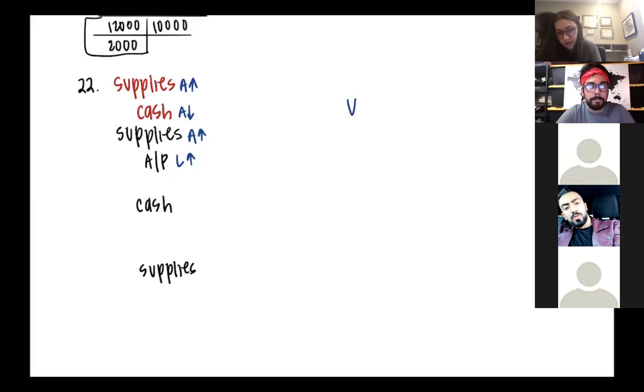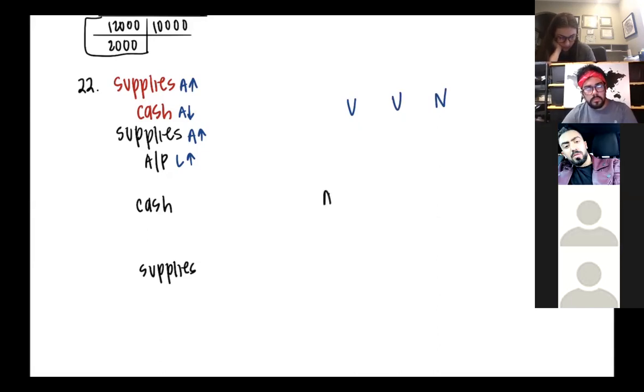Okay. And then the liabilities, can you explain to me? Well, because they never recorded the liability, and it's increasing, so that's why it's understated. And the net income? There's no account that was affecting net income, so it's no effect. Good. Wait, can you explain why assets is understated again?